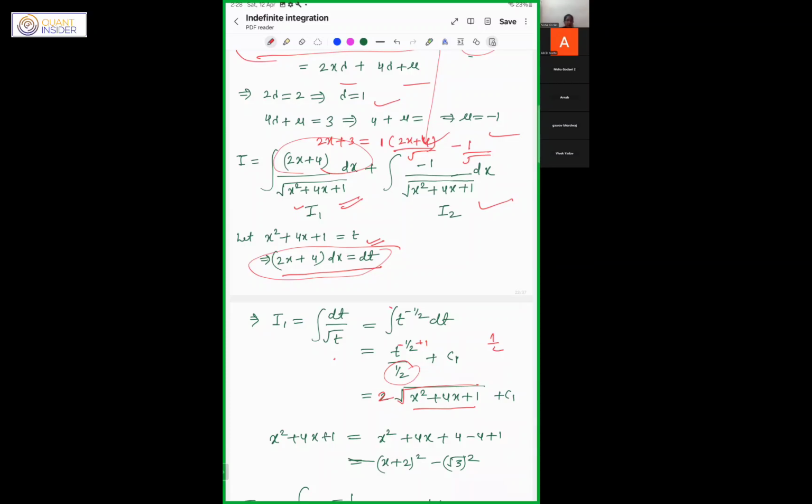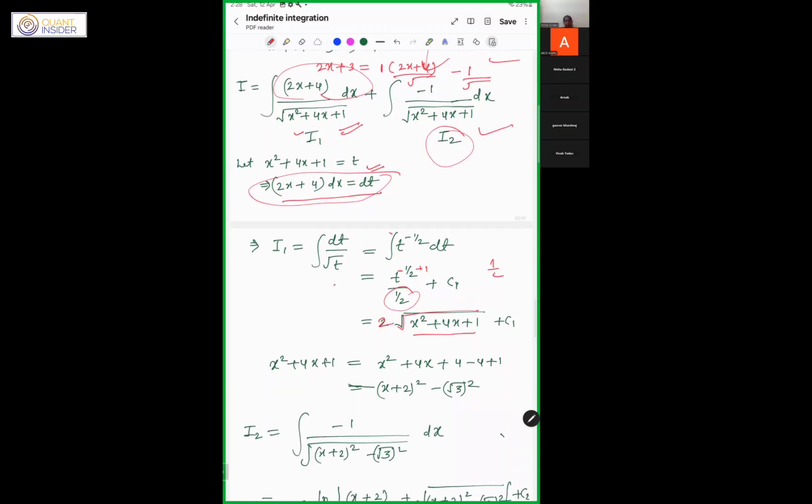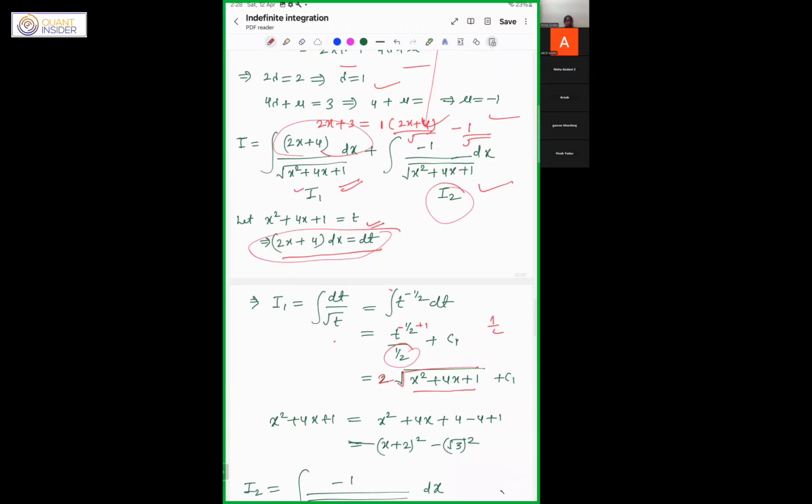Similarly, if you want to find the integration of the I2 part, you will make a perfect square. Whenever you have a function in the numerator, we always try to make it equal to the differentiation of the denominator. But if there is only a constant in the numerator and a quadratic polynomial in the denominator, then you will write it in perfect square form, or in the form of x square minus a square, and apply the identity.